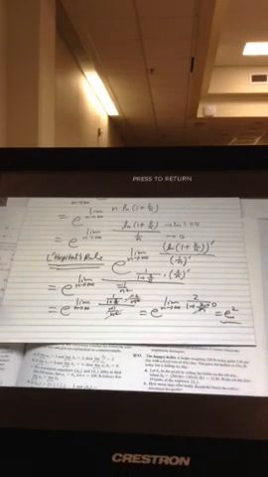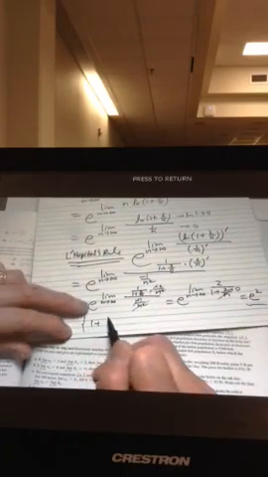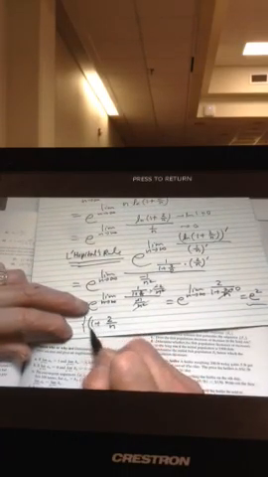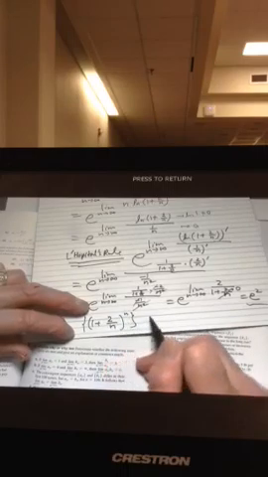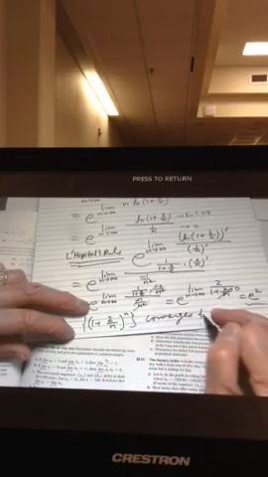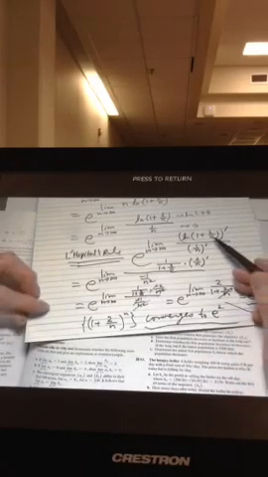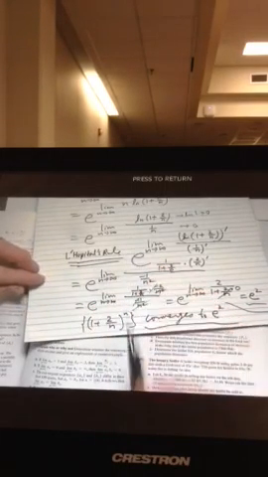So this sequence converges to e squared. Okay. And note that here we used L'Hopital's rule.